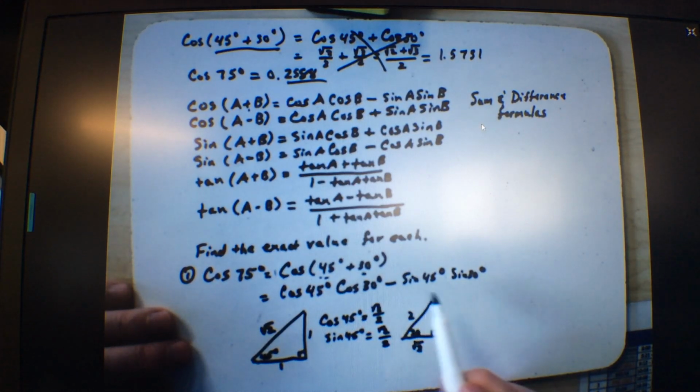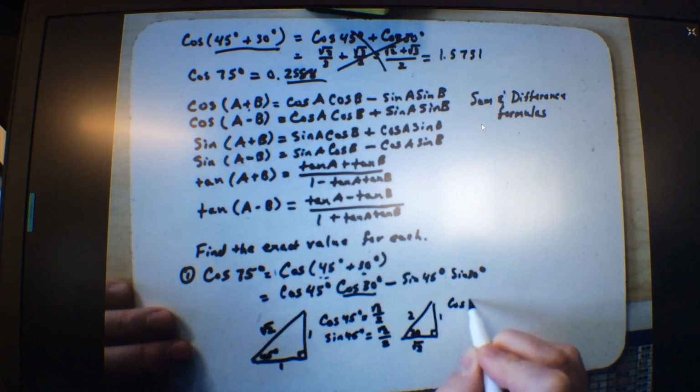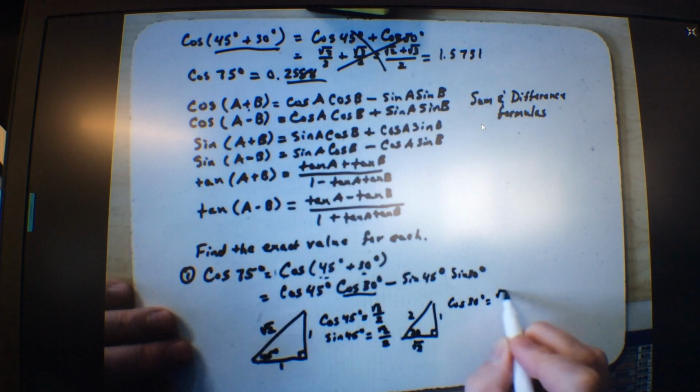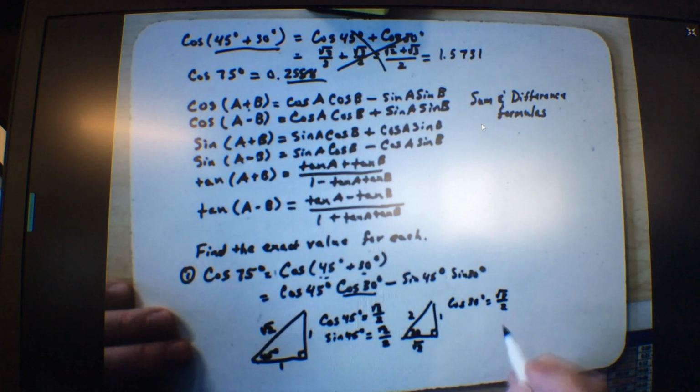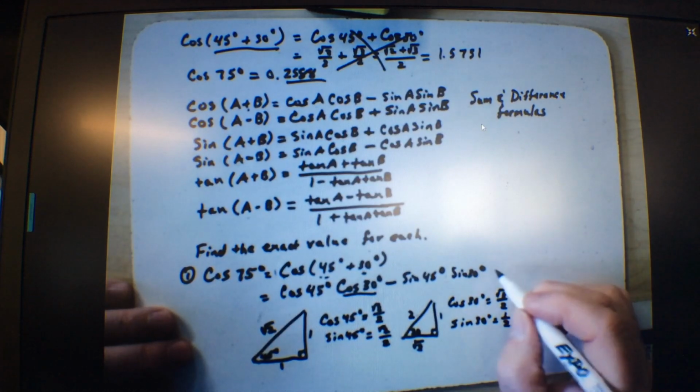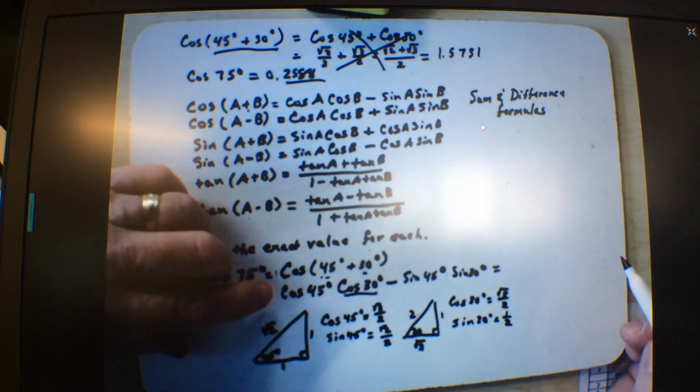So we want the cosine of 30 degrees, right? The cosine of 30 degrees is adjacent, it's square root of 3 over 2, correct? And then the sine of 30 degrees is 1/2, right? All right, so up here now I can plug these values in.